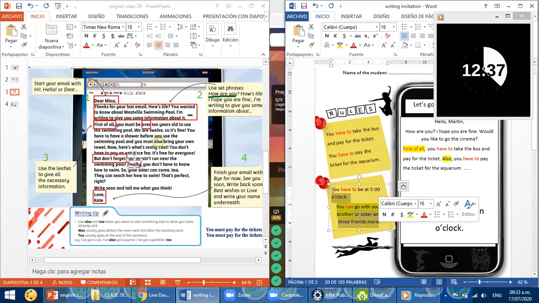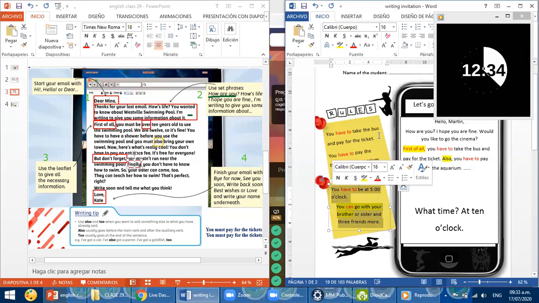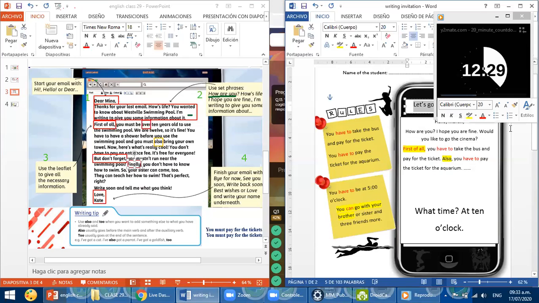Okay, teacher. Can you hear me, professor? Yes. Okay. You must pay for a ticket. You have to take the bus and pay for the ticket. You must work in the bus. You can take the animals and you can feed them.